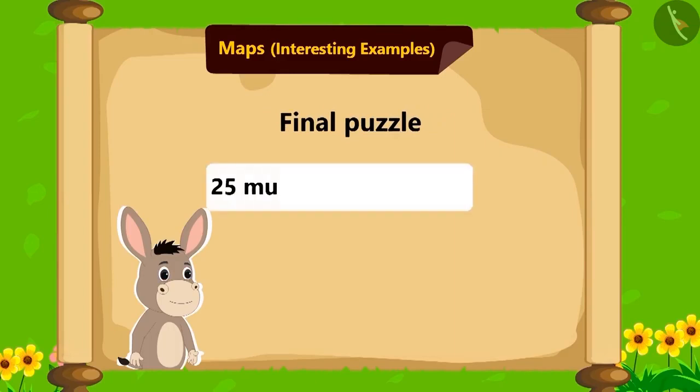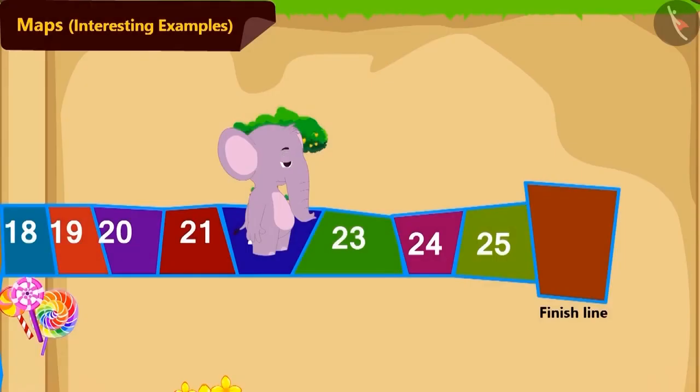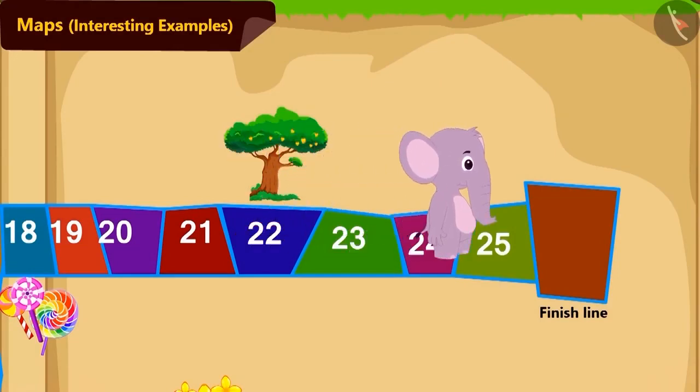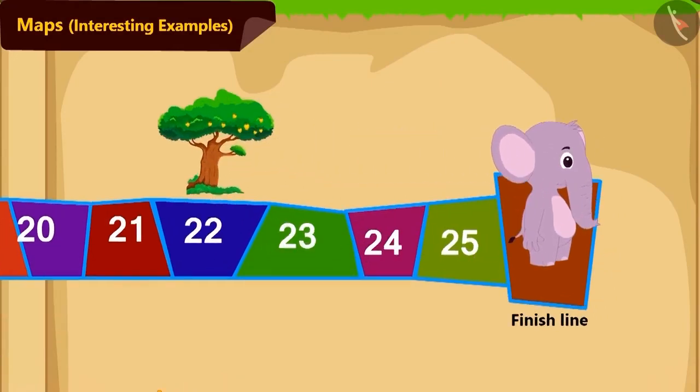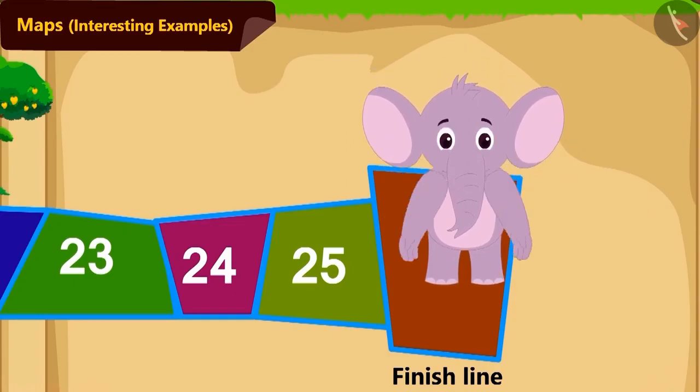If you multiply 25 with 1, then what will you get? Children, do you know the answer to this puzzle? If we multiply any number with 1, we will get the same number. Therefore, 25 multiplied with 1 is 25. On getting this answer, Appu ran to tile number 25 and reached the finish line and started jumping happily.